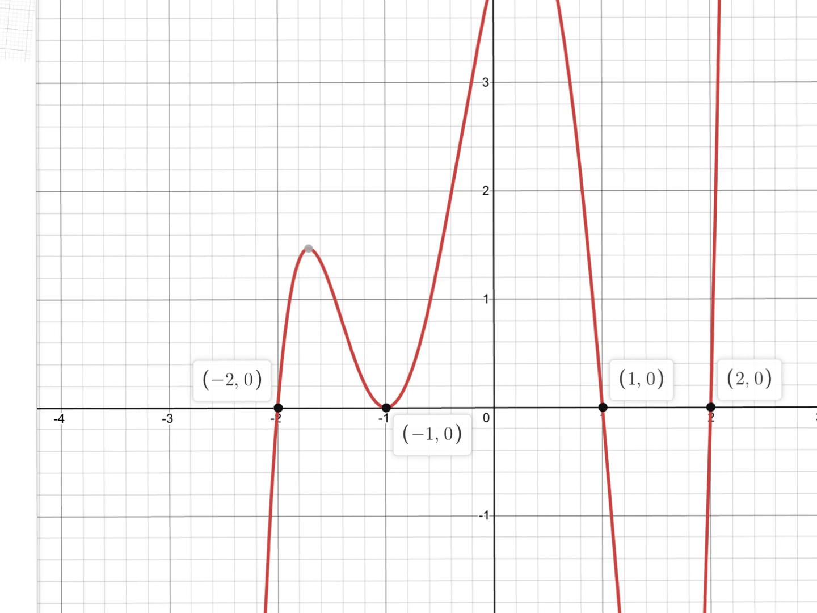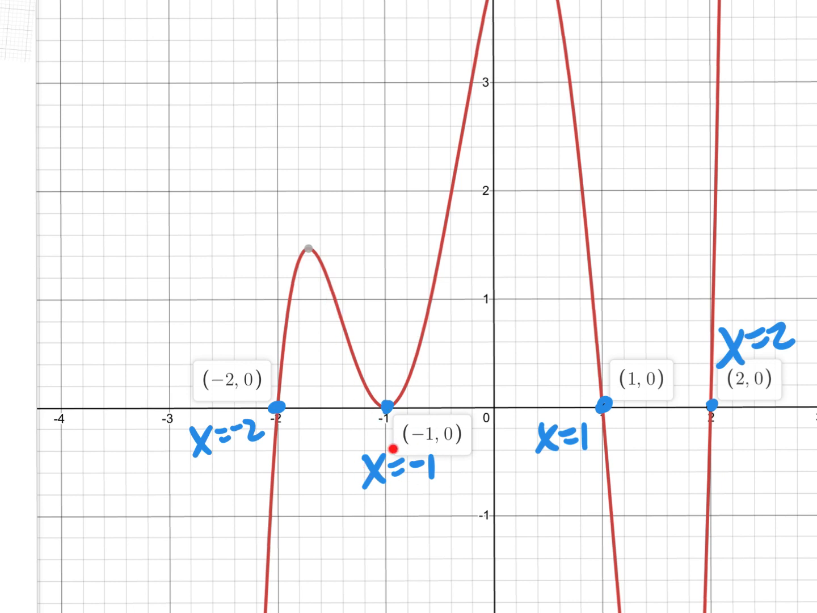Even though you have an answer right here, that's x equals -2, an answer right here, that's x equals -1, an answer right here, that's x equals +1, an answer right here, x equals 2. Notice what I just mentioned about how it crosses. It crosses as a line. That's a single answer. This guy touches.